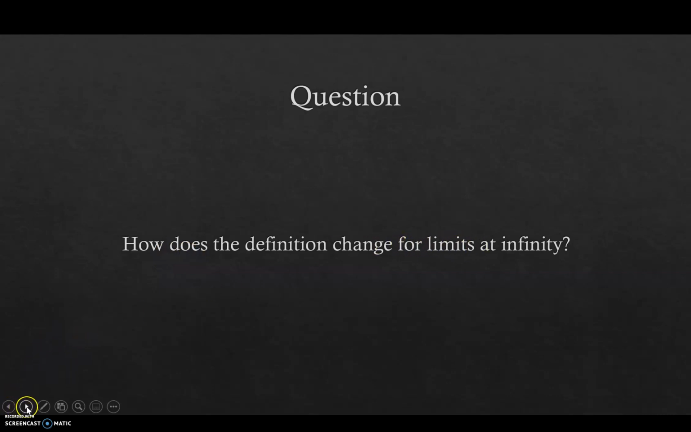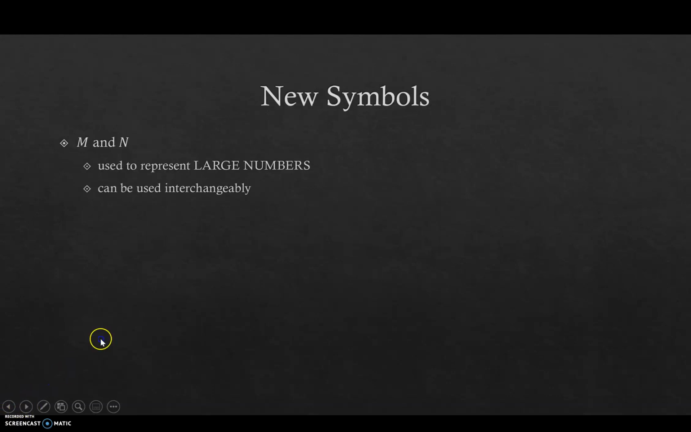Okay? Now, the question becomes, how does the definition change for limits at infinity? It's not going to be the same as a two-sided limit because limits at infinity don't have two sides. Okay? In order to do this, I'm going to introduce two new symbols. The first is m and the second is n. They are used pretty interchangeably. It's not like one of them means one and the other means something different. We use whichever one we feel like using. They're both used to represent large numbers. Now, I'll mention sometimes people will use m to represent a positive number and n to represent a negative number, but that's not required. They are interchangeable.